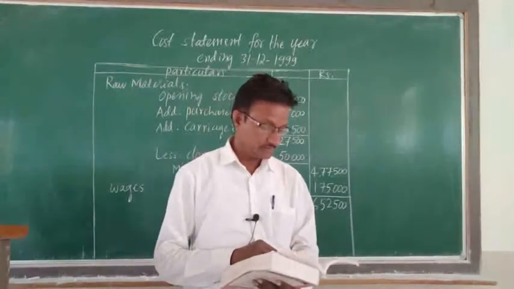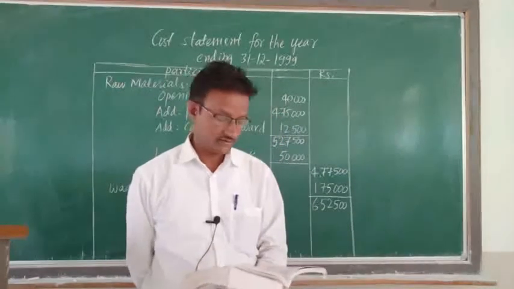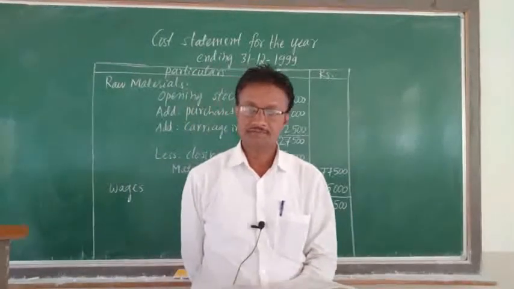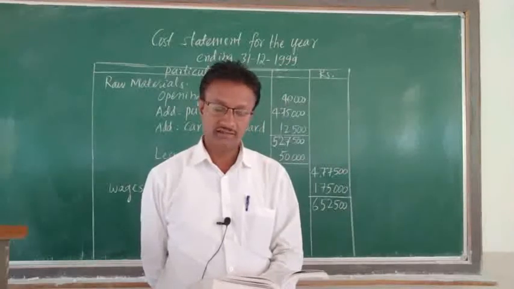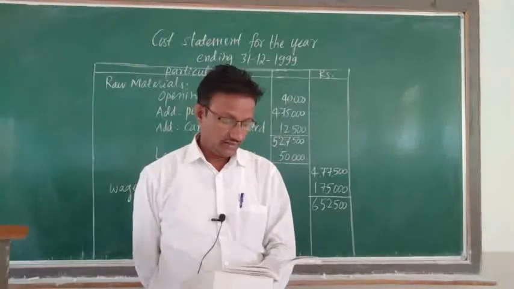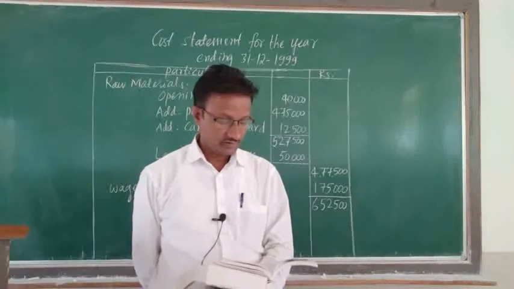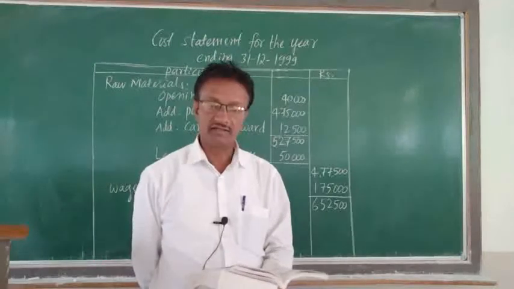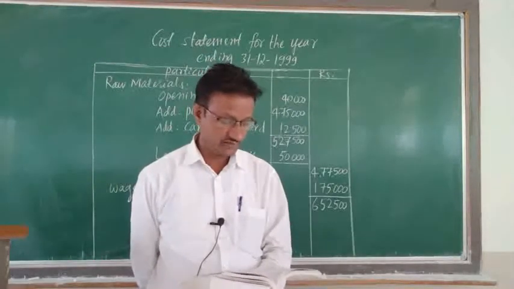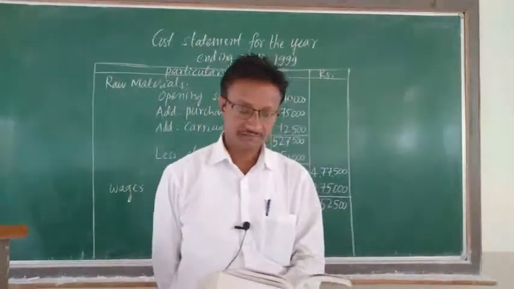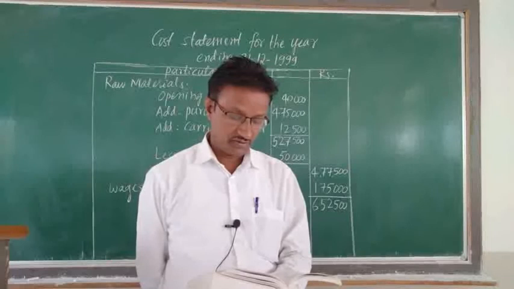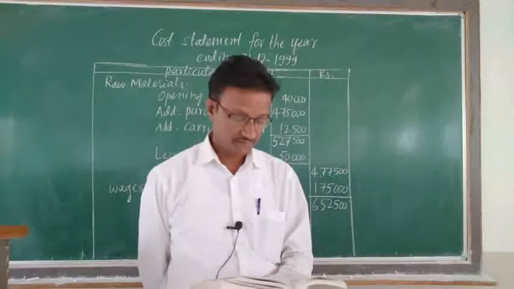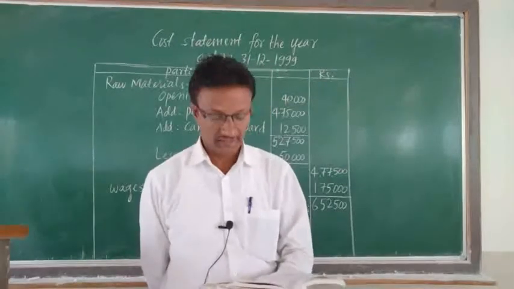From the following particulars, prepare a cost statement for the year ended 31st 12 1999. And the information given are: stock of finished goods at the beginning 6,000 and at the end of the year 15,000. Next, stock of raw materials, opening stock 40,000, closing stock 50,000. Next, work in progress, opening 15,000, closing 10,000.